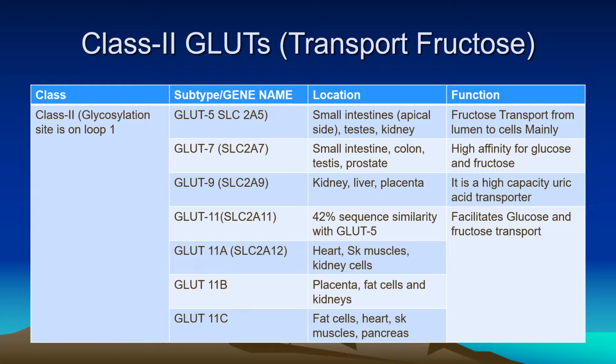Among class 2 of the GLUTs, the main function is transport of fructose in addition to glucose. These are GLUT5, GLUT7, GLUT9, GLUT11, and subtypes of GLUT11 A, B, C. GLUT5 is located on the small intestinal cells, particularly the apical membrane, testes, and kidney. GLUT7 is also located on colon and prostate. GLUT9 is located on kidney, liver, placenta, and GLUT11 on many cells. The main function is transport of fructose, and they also have affinity for glucose. GLUT9 is a high capacity uric acid transporter.